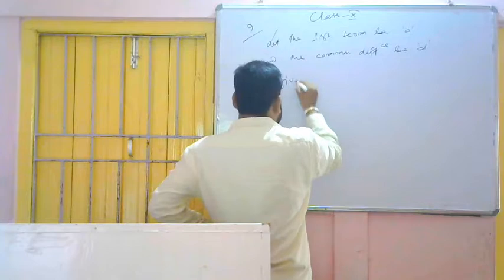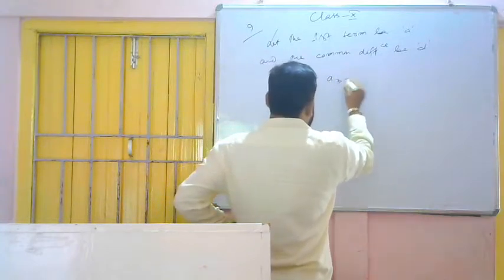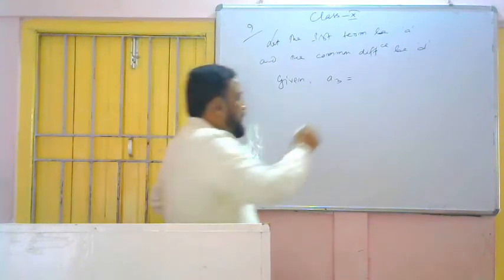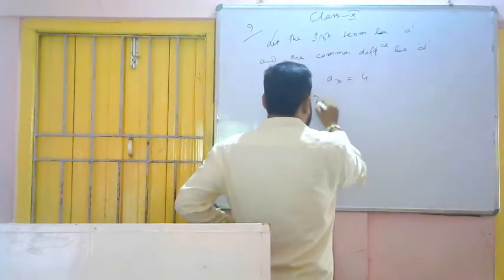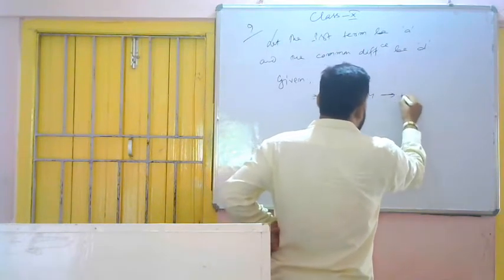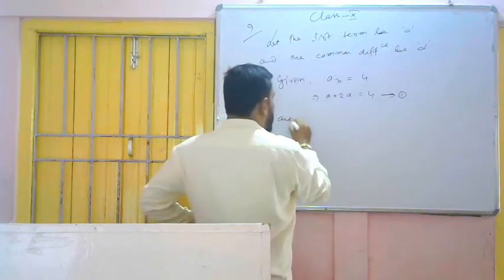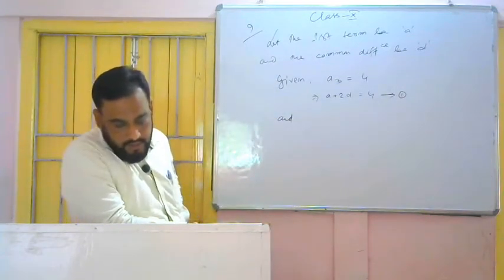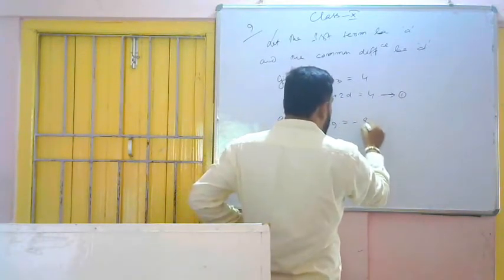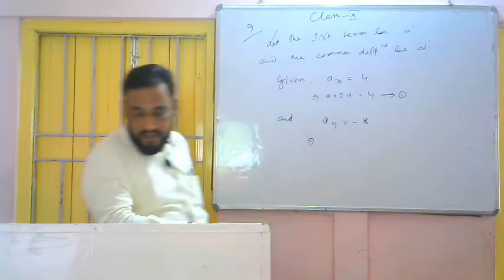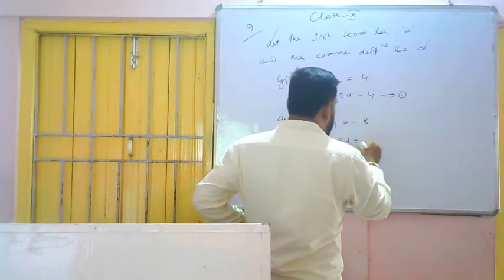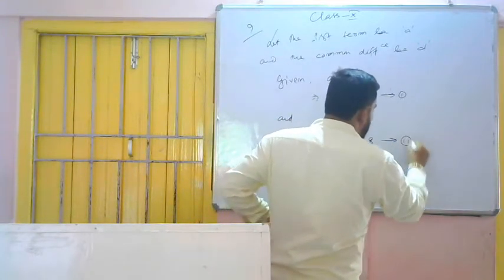Given: A3 is equal to 4, which implies A plus twice D is equal to 4. This is equation number 1. And A9 is equal to minus 8, which implies A plus 8D is equal to minus 8. This is equation number 2.